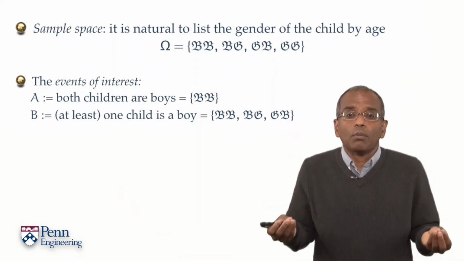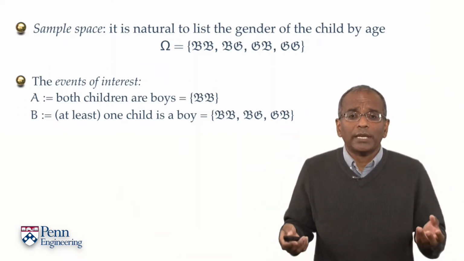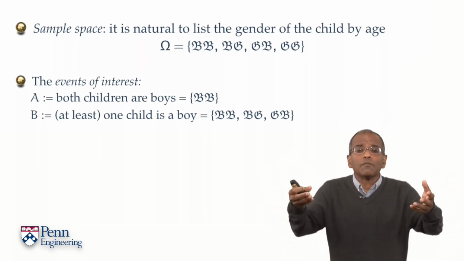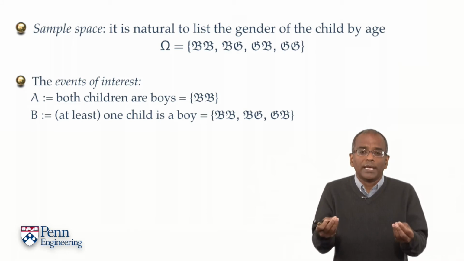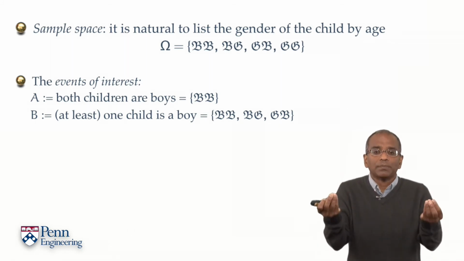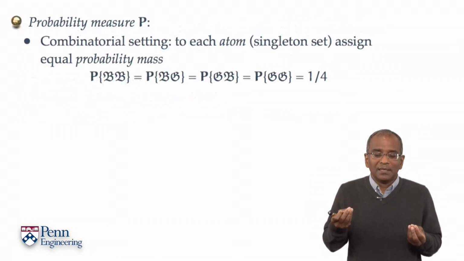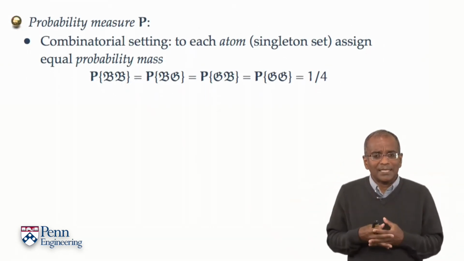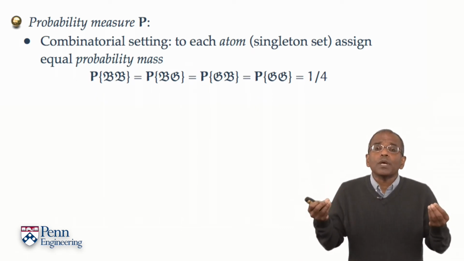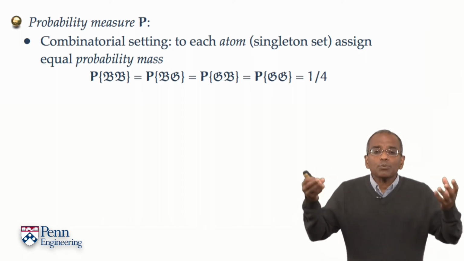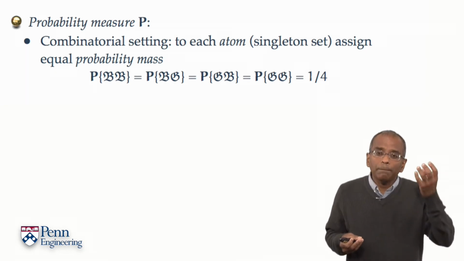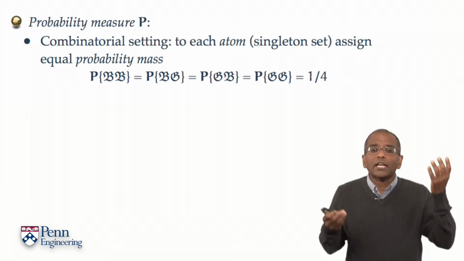Excellent. We've got 2 elements of the probability space under control, the sample space and the events of interest. We now have to come to a probability measure, and naturally enough, we have a discrete setting, in fact a finite setting. It suffices to provide an atomic probability, a probability for each atom, each singleton set. And in this very natural setting, in this very sanitized setting, it is natural to assume that all atoms have equal probability, to assign equal probability mass to each of the atomic sets consisting of BB alone, BG alone, GB alone, and GG alone.